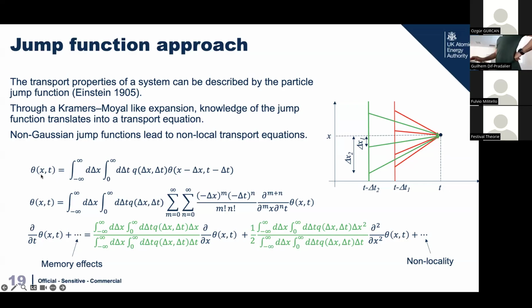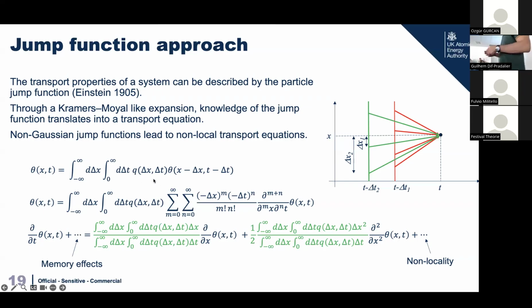At a certain position x, we can assume it's a 1D system, but it could be a 3D system, and a certain time t is fundamentally related to the same thermodynamic quantity at a different position at a different time, multiplied by the probability that the particles associated with this position in time and space will then connect with the new position in space and time. So this is, again, pretty standard. And the jump function that I was mentioning earlier is this probability here.